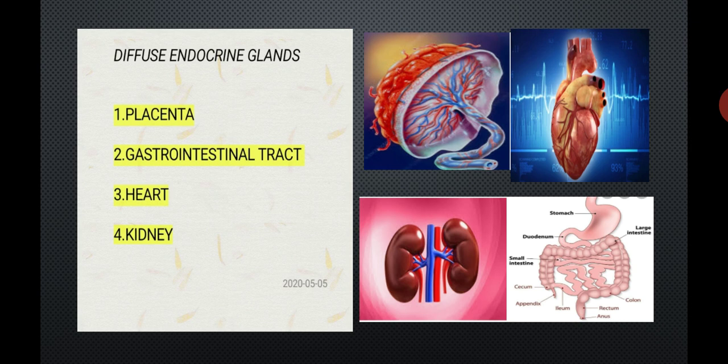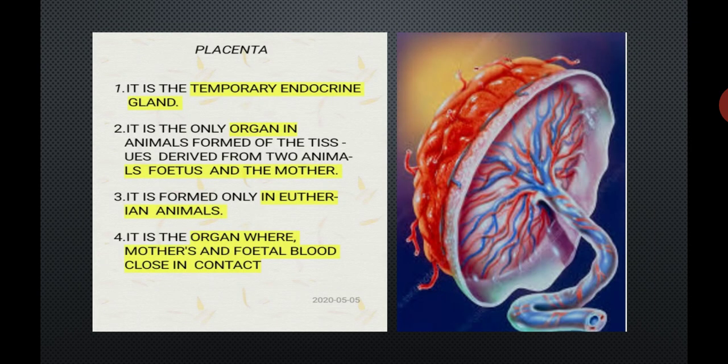So we start with the first diffuse endocrine gland, that is placenta. Placenta is a temporary organ which is seen only in eutherian animals. Students, eutherian animals are also called placental mammals. The animals having a placenta are called placental mammals.